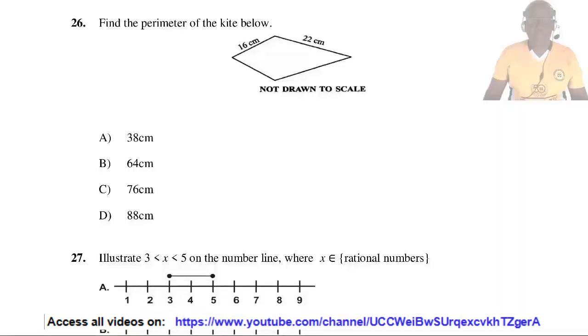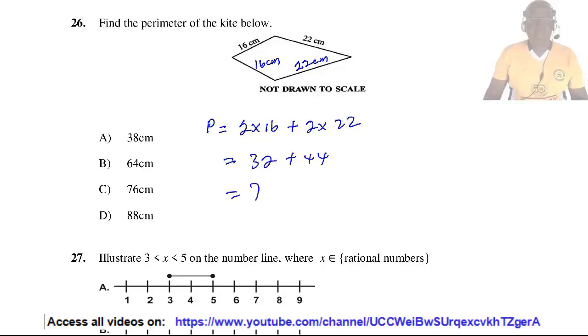Question 26. Find the perimeter of the kite below. This side is 16 centimeters and this is 22 centimeters. So the perimeter is going to be equal to 2 times 16 plus 2 times 22. 2 times 16 is 32 plus 44, which equals 76. So the answer is C.